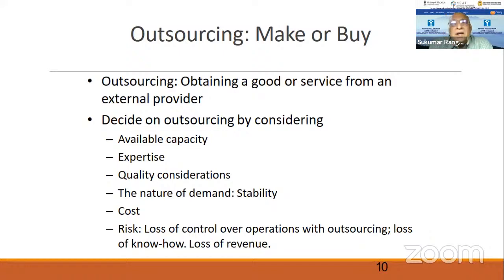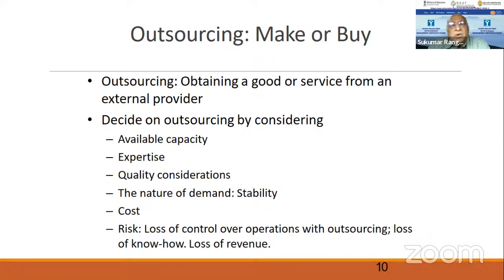So the key to operations and the key to manufacturing today is outsourcing, which involves the make or buy decision. Outsourcing is obtaining goods or services from an external provider who is an expert in that particular technology. Decide on outsourcing by considering the available capacity. That's where vendor development comes into the picture.